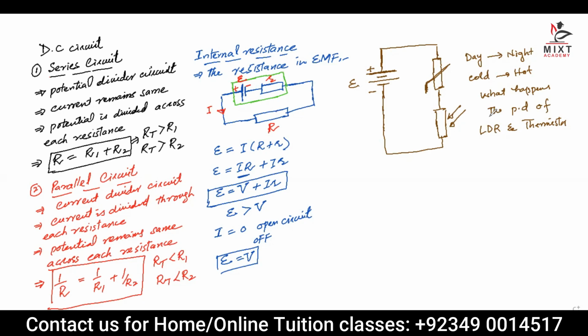Okay, let's move from night to day. Let's make it a little bit real. Night to day for the LDR. It's day, so resistance decreases, current increases, and potential difference decreases. So the potential difference also decreases because the resistance decreases. That's fine.